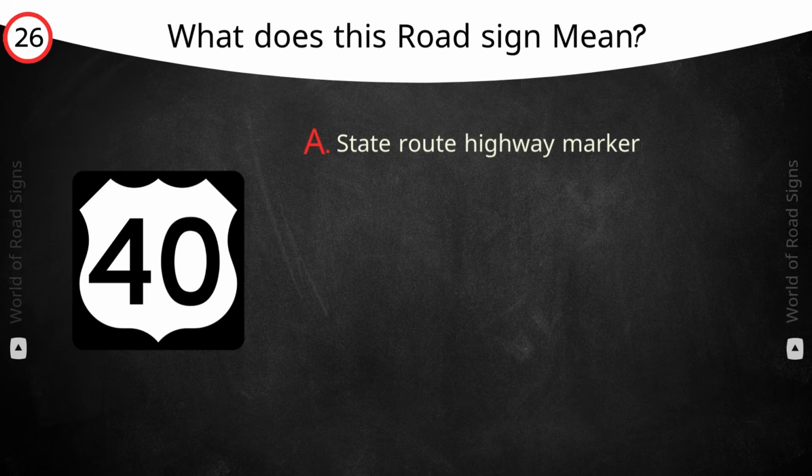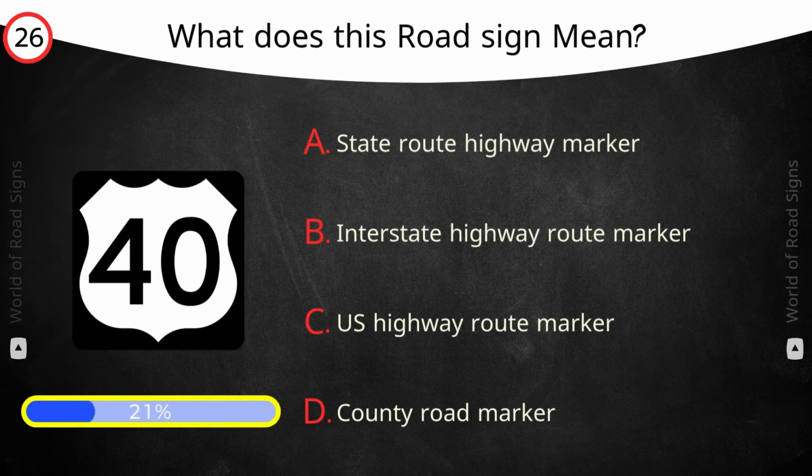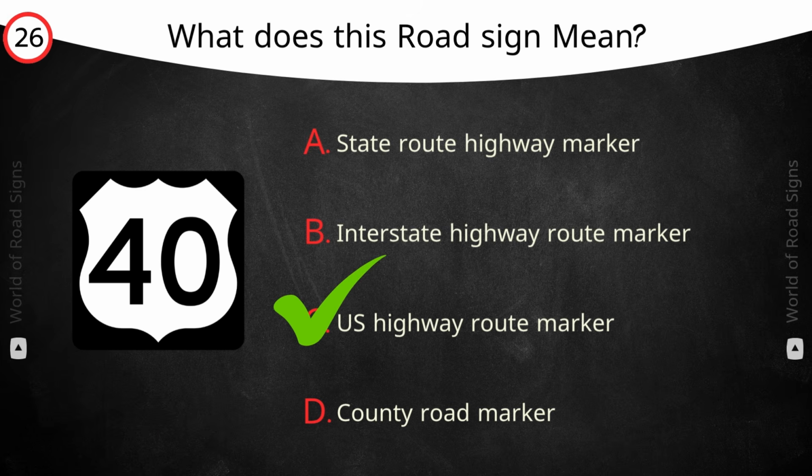Question 26. What does this road sign mean? A. State route highway marker. B. Interstate highway route marker. C. U.S. highway route marker. D. County road marker. The correct answer is option C. U.S. highway route marker.